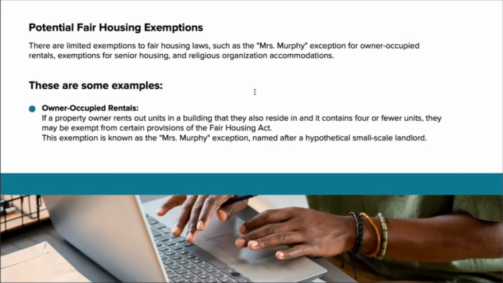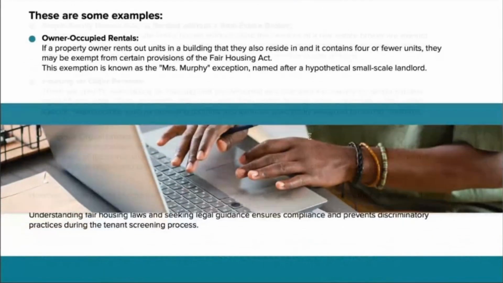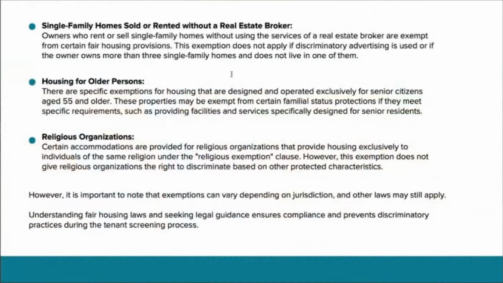There are very limited exemptions to fair housing laws, such as the Mrs. Murphy exception for owner-occupied rentals, exemptions for senior housing, and religious organization accommodations. For instance, if a property owner rents out units in a building that they also reside in and it contains 4 or fewer units and they are an occupant of one of those 4 or fewer units, they may be exempt from certain provisions of the Fair Housing Act. This is known as the Mrs. Murphy exception, named after a hypothetical small-scale landlord.